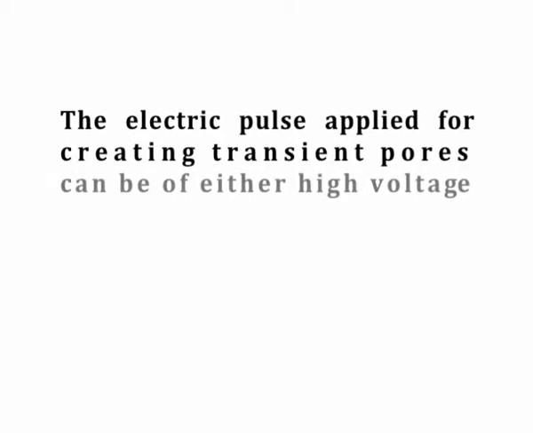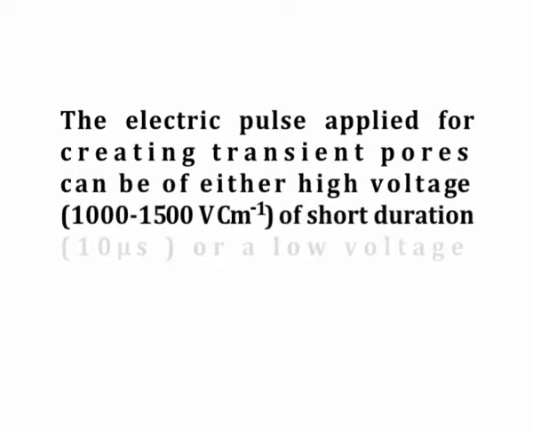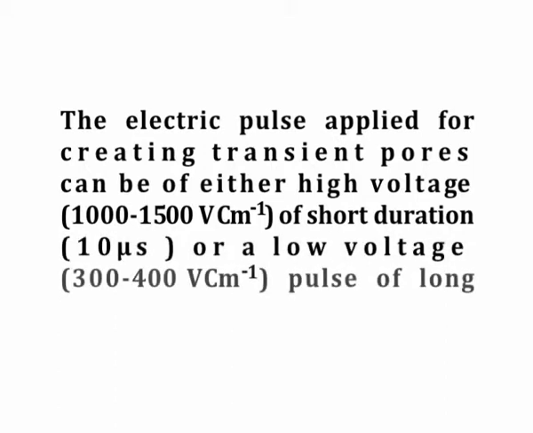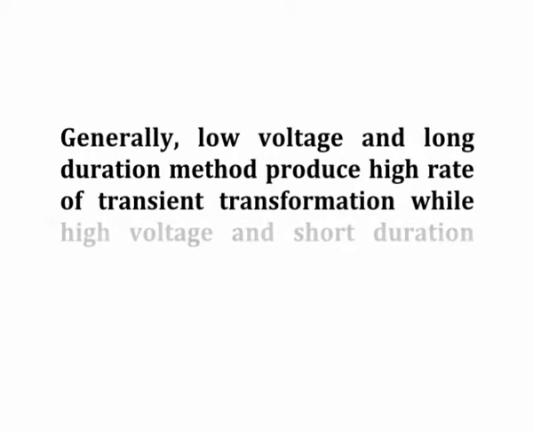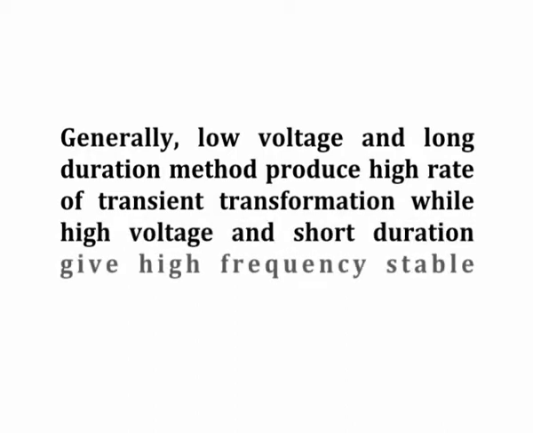The electric pulse applied for creating transient pores can be of either high voltage of 1000 to 1500 volt per centimeter, of short duration of 10 microseconds, or a low voltage of 300 to 400 volt per centimeter pulse of long duration of 10 to 15 microseconds. Generally, low voltage and long duration method produce high rate of transient transformation, while high voltage and short duration give high frequency stable transformation. Protoplasts of tobacco, petunia, maize, rice, wheat, and sorghum have been successfully transformed using electroporation.